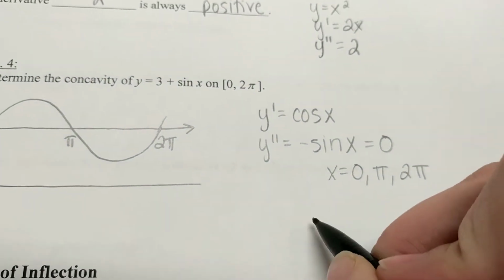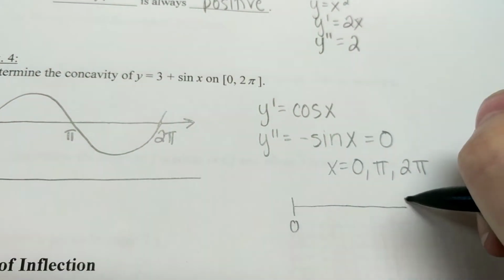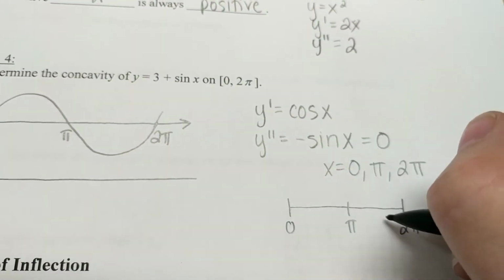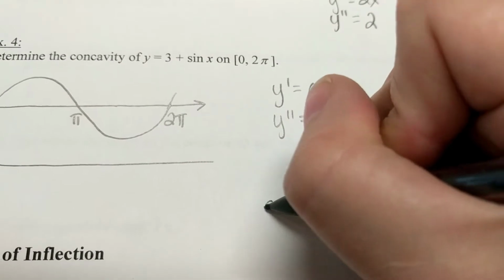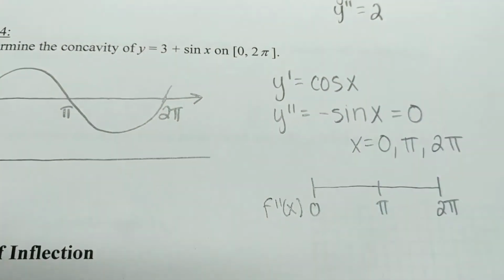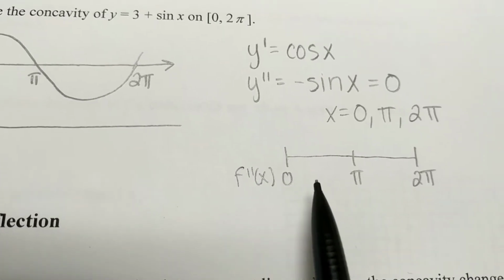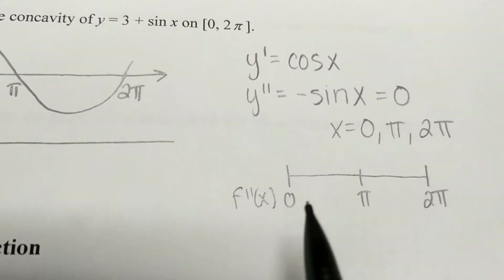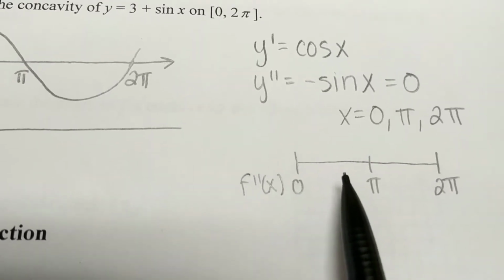So now we have to actually test those points. I don't have to go beyond 0 and 2 pi. So pi is in the middle. I really only have to check 2 intervals here. We got these values from the second derivative. I guess I should have put y double prime, but that means I'm going to test points in the second derivative. So if I test a point between 0 and pi, I choose pi halves.